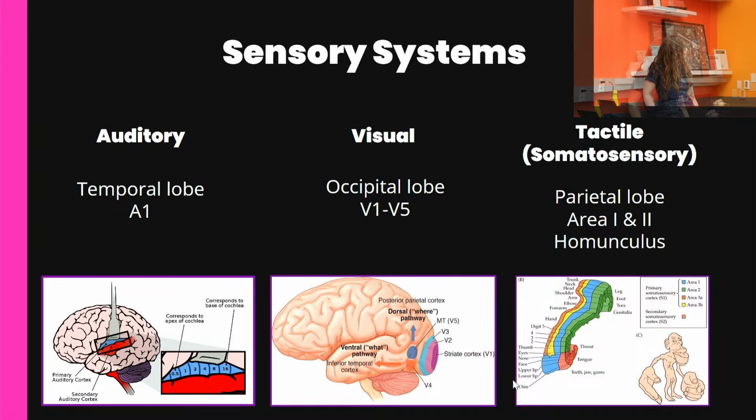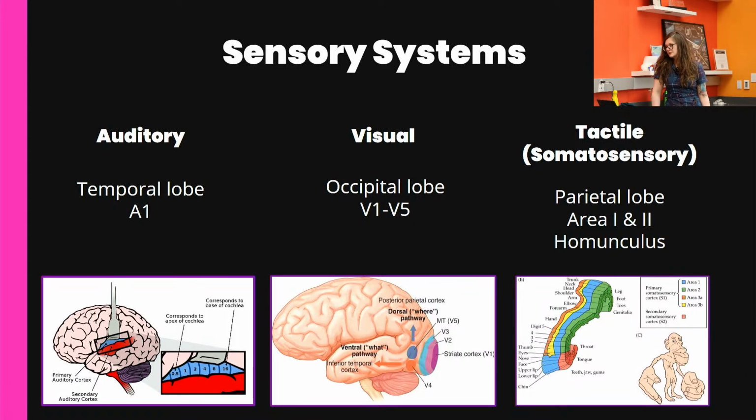And so there's a few sensory systems to consider: auditory, visual, and tactile. Auditory is in the temporal lobe in the A1 area, which is right by your ear, which makes sense, right here. The visual system is the occipital lobe, V1 to V5. So that's the back of the brain here. You have a couple of different pathways, both of what you're seeing and where you're seeing it. And then you have the tactile or somatosensory system, which is in the parietal lobe, area 1 and 2, and my favorite, which is the homunculus here.